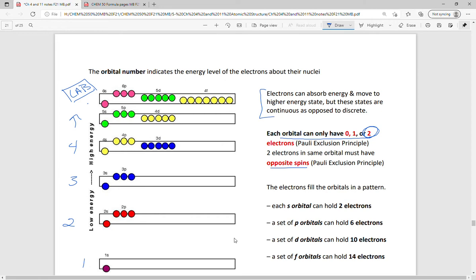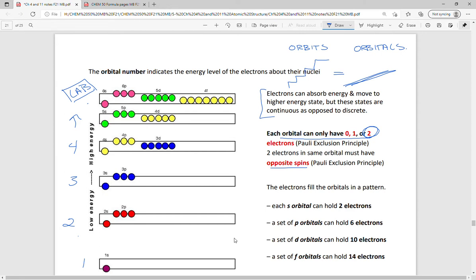So these electrons absorb energy and move to higher energy states, but the states are continuous as opposed to discrete. And so what I was talking about, the difference is it's like a ramp, these orbitals, as opposed to the orbits and the steps, right? This is the difference between orbits and the Bohr model, or that planetary model, and the modern wave mechanical model. And so this is orbitals, right? We've still got energy levels like I just laid out on the side over here, but it's not like stepping stones. It's more like a ramp, if you will.